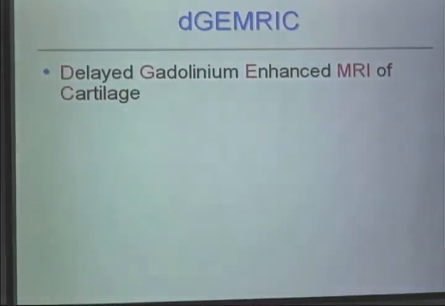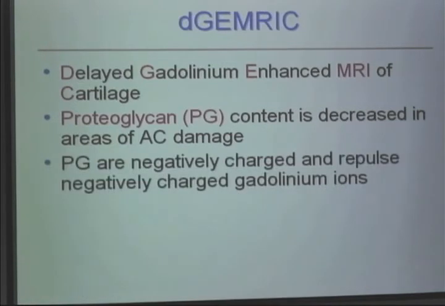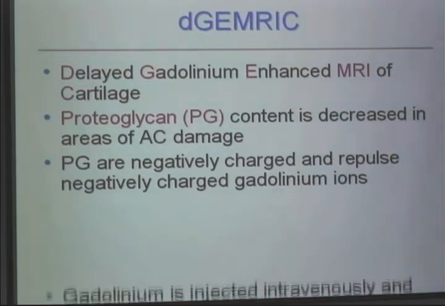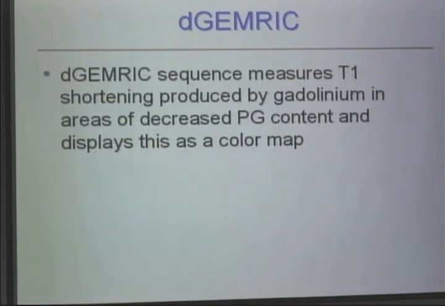DGEMRIC stands for Delayed Gadolinium Enhanced MRI of Cartilage. We're looking at proteoglycan content, which is decreased in areas of cartilage damage. The proteoglycans are negatively charged. They repulse gadolinium ions. When we inject gadolinium intravenously, it diffuses into the joint and preferentially into abnormal articular cartilage. We then measure the T1 shortening and make a color map.